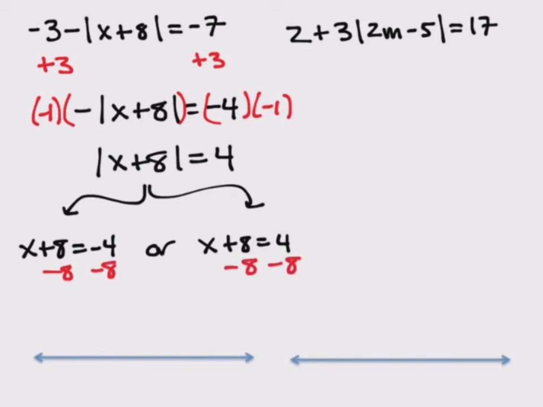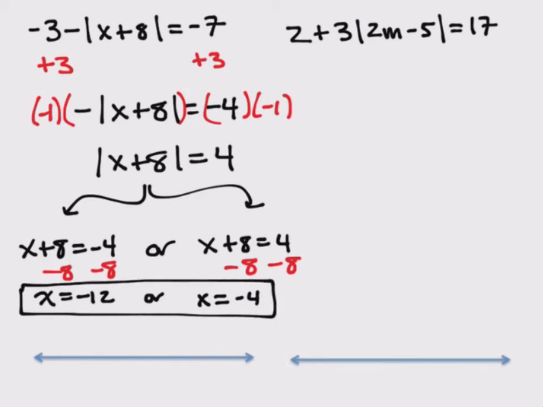We end up with x either equals negative 12 or x equals negative 4. And these two are going to be the two solutions to our original absolute value problem. And I urge you to do a quick mental check. Of course, a good idea to graph these on our number line as well. And this is all it takes. Just a point at negative 4 and a point at negative 12.